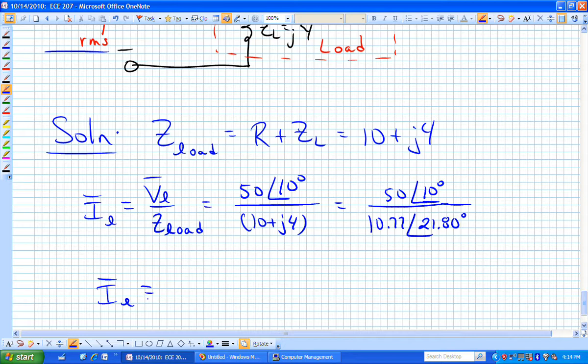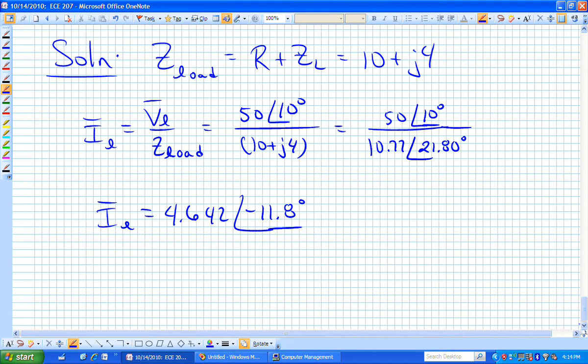I sub L now, we simply take the ratio of that, so we're expecting to see a current of about 5 amps in magnitude. It's 4.642. The angle is going to be 10 minus 21.8, or minus 11.8 degrees. Meaning, relative to the voltage, this current's angle is below it, or it's lagging the voltage. This seems to be an inductive load, which is what I sketched, right? I sketched an inductor. So it looks like we should be fairly consistent that way.